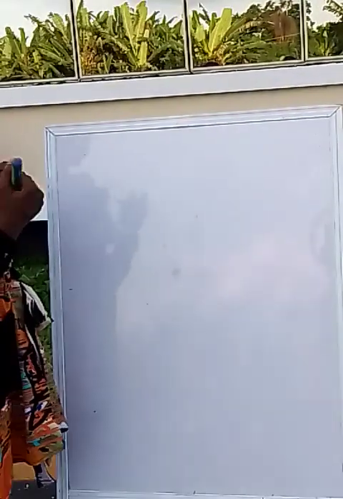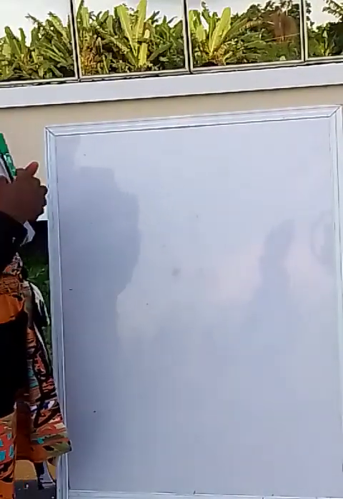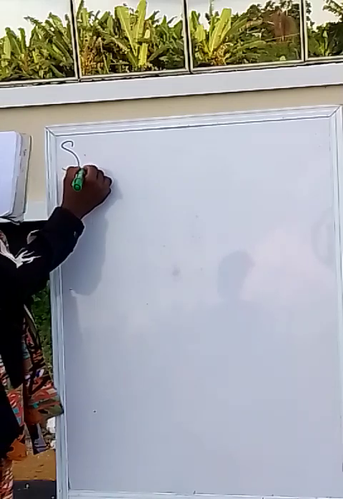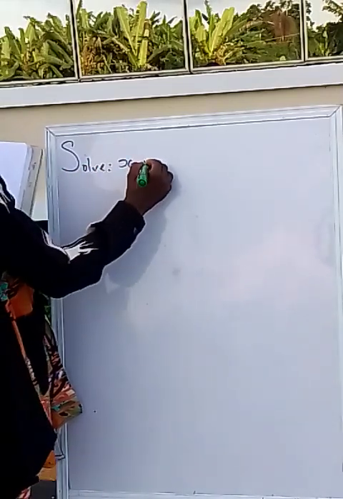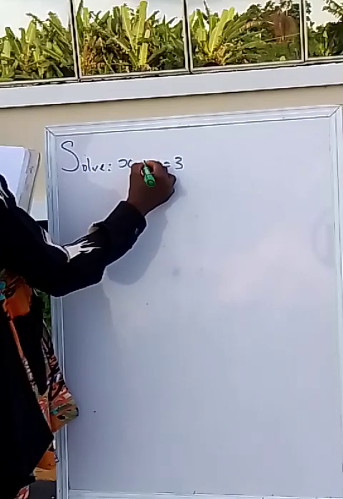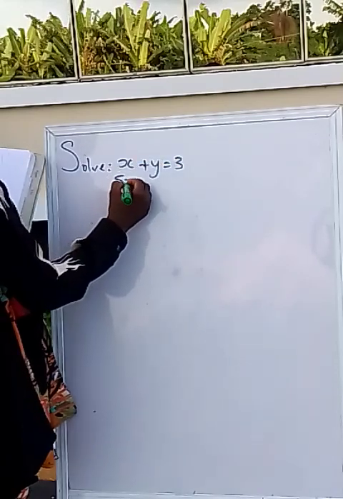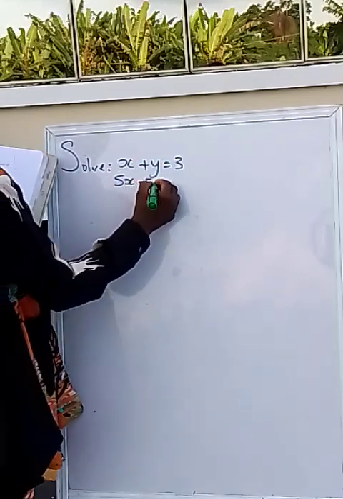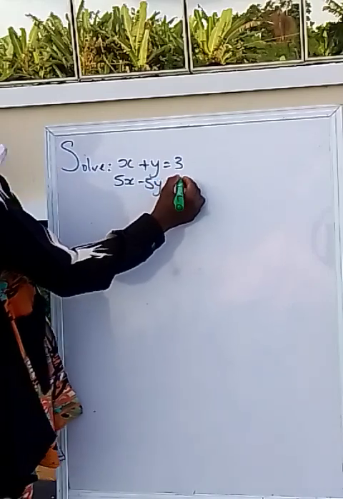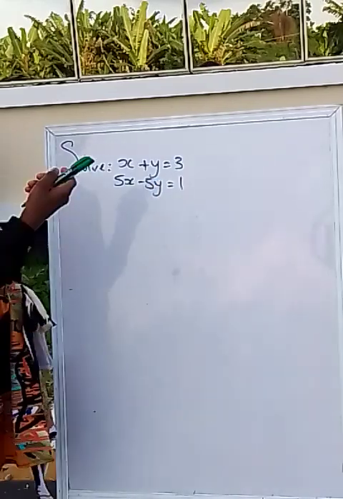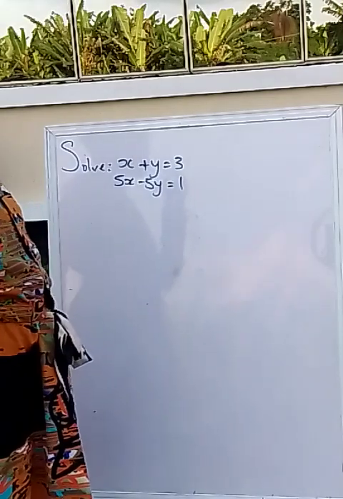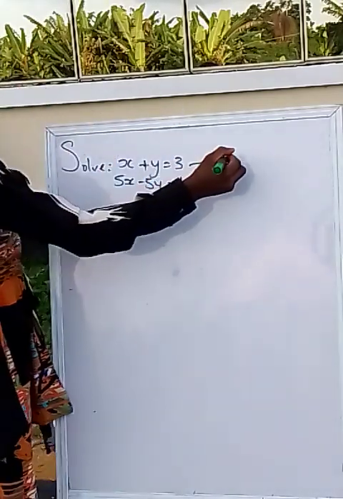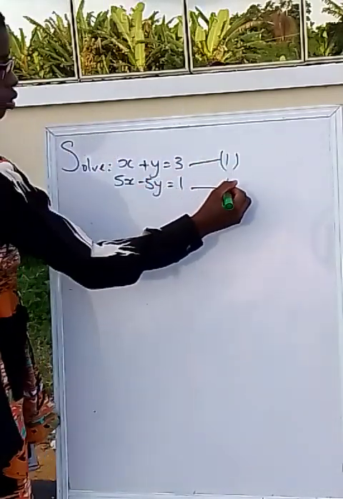We have to solve x plus y equals 3, then 5x minus 5y equals 1. Now we have been solving this using the elimination method, but this time around we are going to use the substitution method. So from equation 1, make x the subject of the formula.